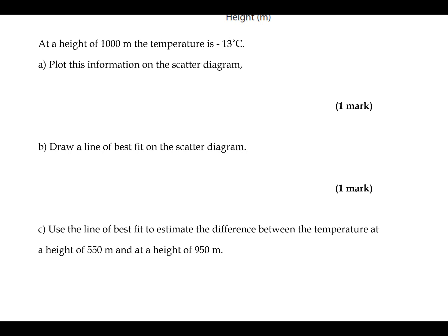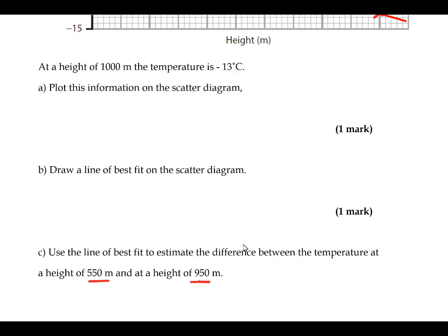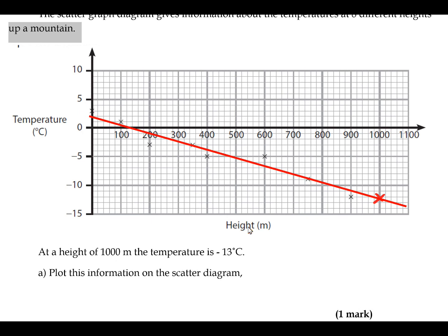And then use the line of best fit to estimate the difference between the temperature at a height of 550 metres and 950 metres. So let's have a look at those 2 values on our line of best fit. So 550 is here and 950 would be there. You draw the line across, so roughly minus 6 degrees. Draw the line across and you get minus 12 degrees roughly.